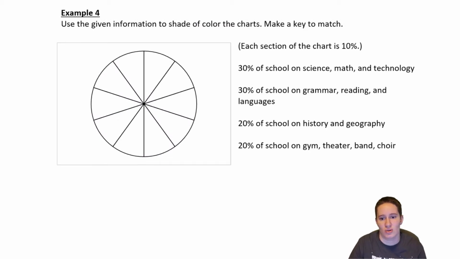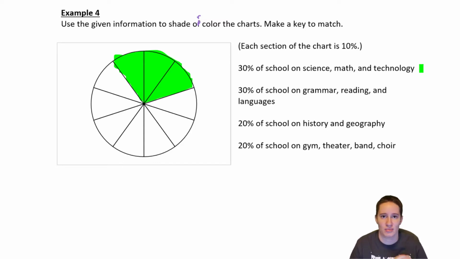We're gonna do some shading. Again, that's an or instead of an of right here. So this is time spent on homework. So 30% of school on science, math, and technology. We actually in class came up together with what we wanted this last pie chart to be. So we decided on time spent on different parts of our schoolwork. We actually came up with 10 different subjects that we then divided into different categories. Each of these sections is 10%.